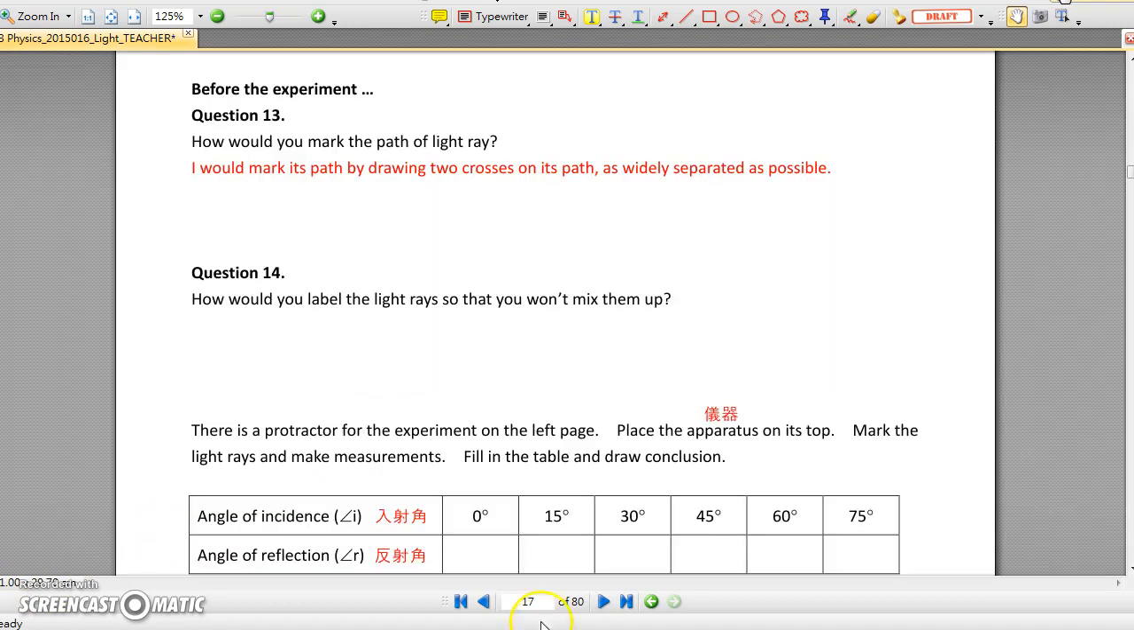So you are going to measure different angles of reflection for different angles of incidence. When the angle of incidence is 0 degrees, what's the angle of reflection? When the angle of incidence is 15 degrees, what's the angle of reflection? And so on. So you are going to draw 6 different light rays on your piece of paper. So how can you label the light rays so that you don't mix them up?